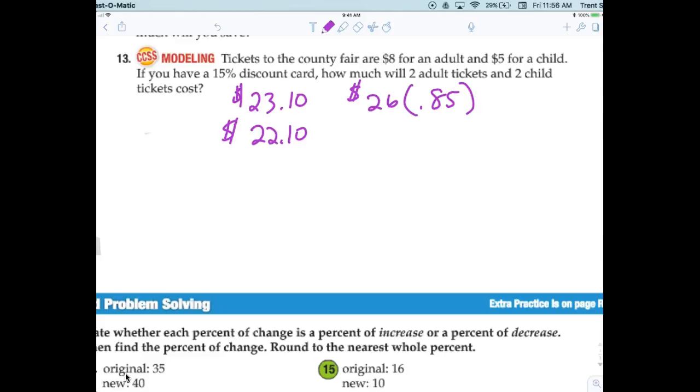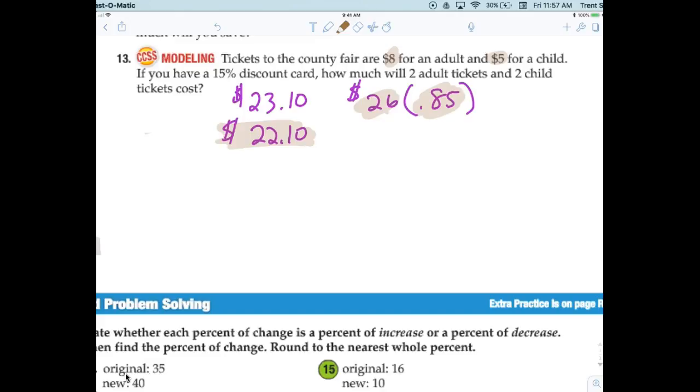Why do we get 0.85? How did you get 0.85? How did we get that 85? The $26 came from the 8 and the 5. I'm asking how do I get the total bill, which was $22.10. How did I do that? Yeah, you got a 15% discount. So instead of paying 100%, you only have to pay what? 85%. And 85% written as a decimal is what? 0.85. Come on, guys.